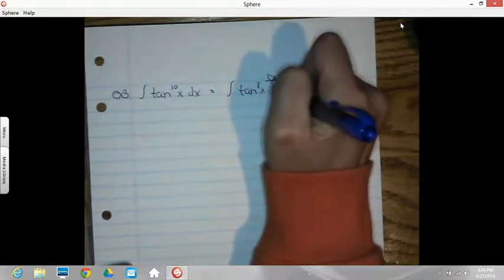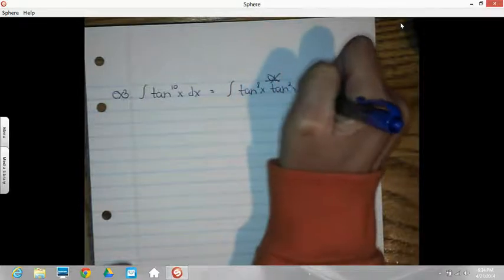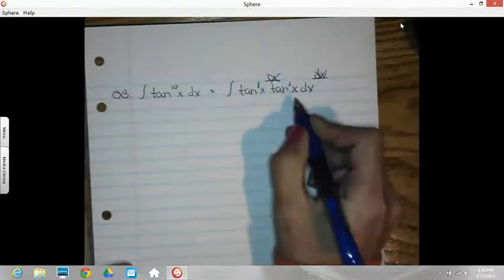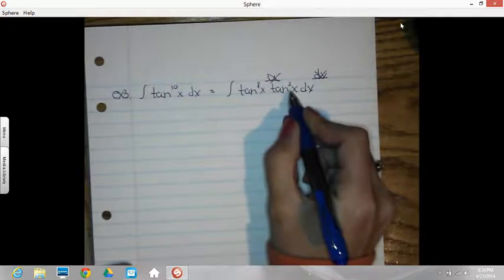So the trick to this one, and it is a trick, is to break this up into tangent to the 8th x times tan squared x. You always want to have a squared here because now we can use one of the Pythagorean identities that involves tangent. And if you look, Pythagoreans are right here. Tan squared would equal secant squared minus 1. Let's do that.